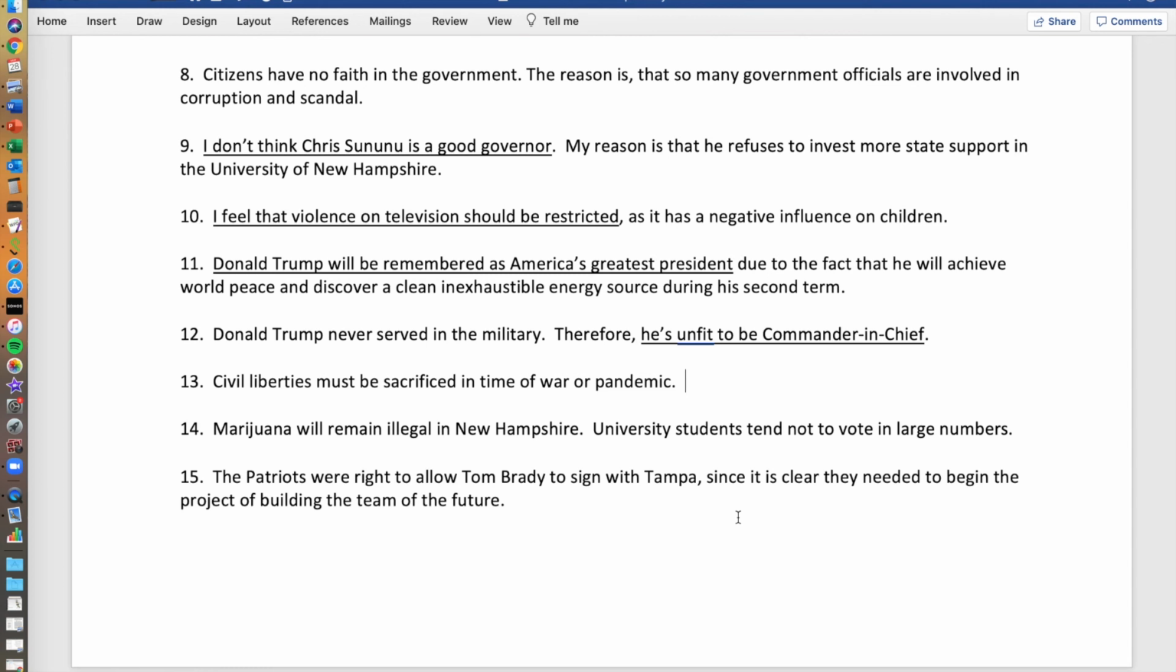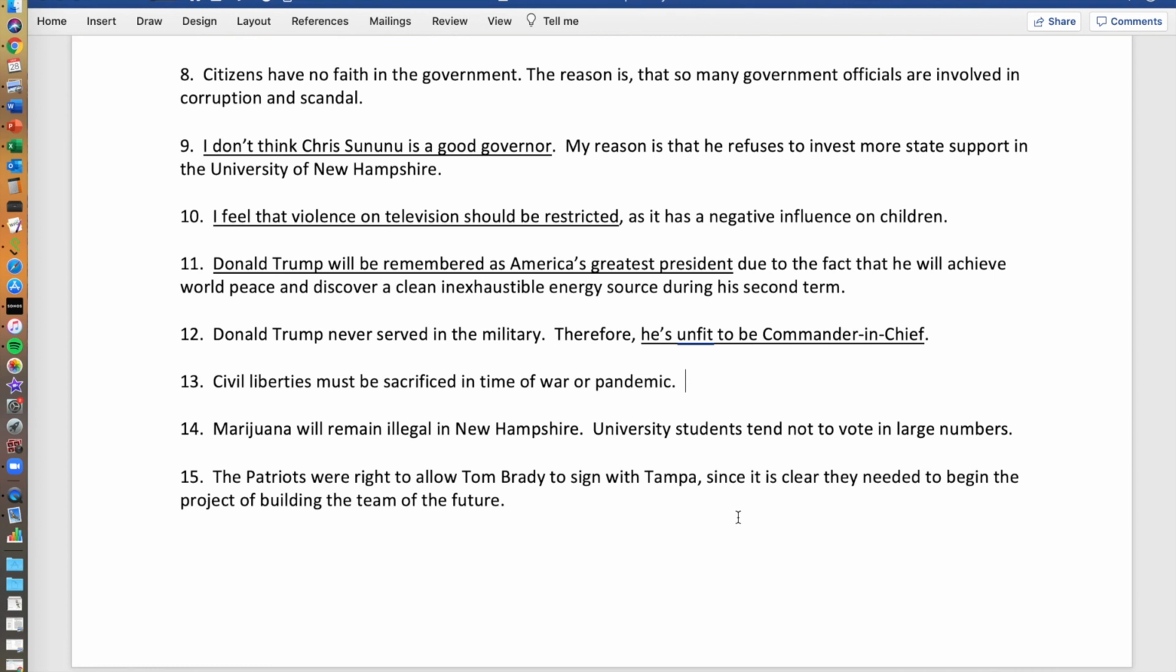If it is an argument, right, it seems clear that it's the first statement that would function as the claim. Marijuana will remain illegal in New Hampshire. That's a kind of predictive claim. And the evidence given, university students tend not to vote in large numbers. It's possible, I think, to develop a chain of reasons, that is, an argument where one statement is connected to the other by inference, but it seems like also there's several steps missing in between.